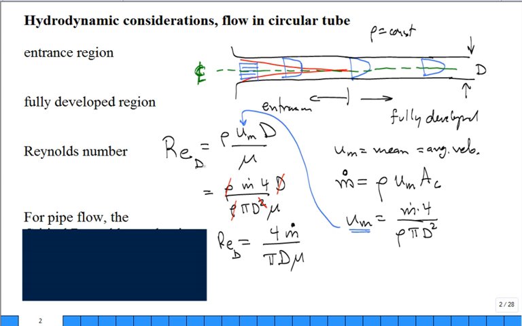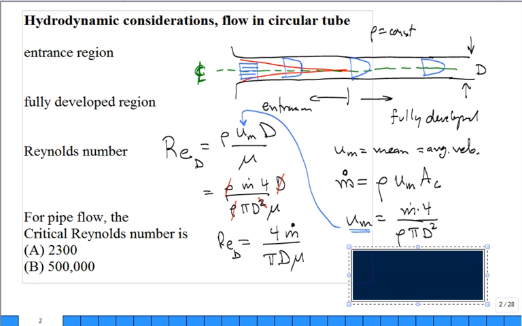A lot of times we add a subscript D on that Reynolds number so that we know what the characteristic length is. All right, let's do a clicker question. So here's our clicker question. For pipe flow, the critical Reynolds number is either 2,300 or 500,000. So what do you mean by critical Reynolds number? Well, if you have a flow above that, it's turbulent. If it's below that, it's laminar flow in the pipe.